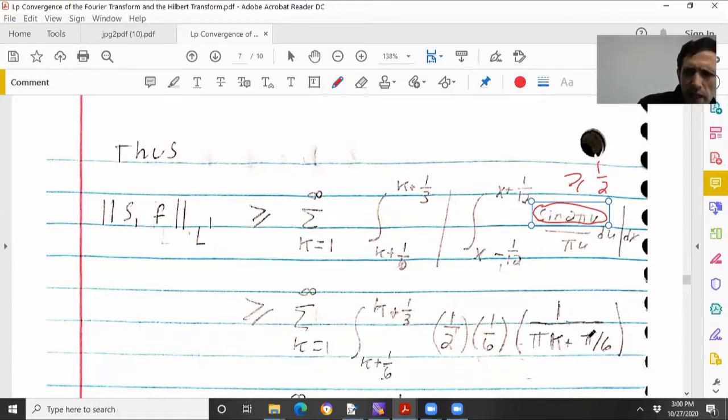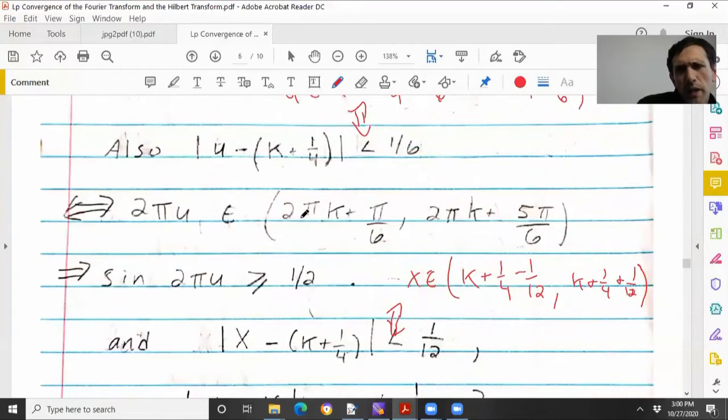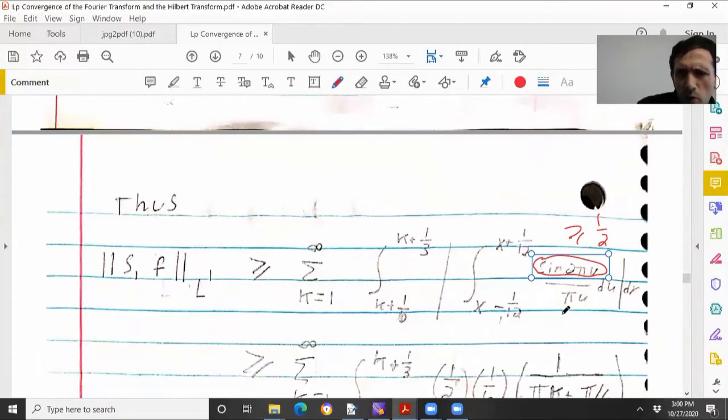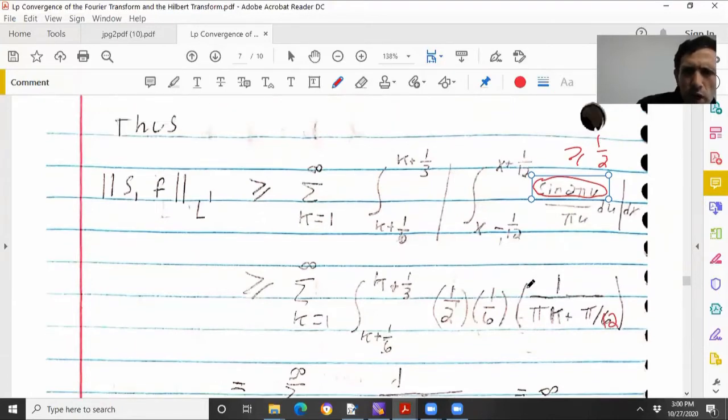Right, so it's pi k plus pi over 12. So that should be a pi over 12 here. Not that it matters all that much, but anyway. So that takes care of everything, the whole integrand.